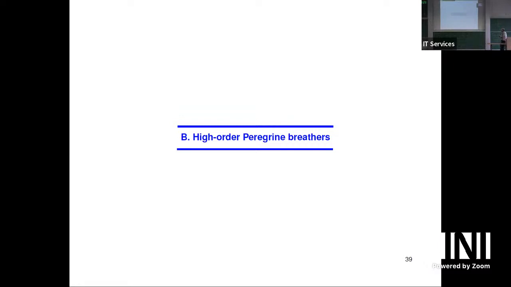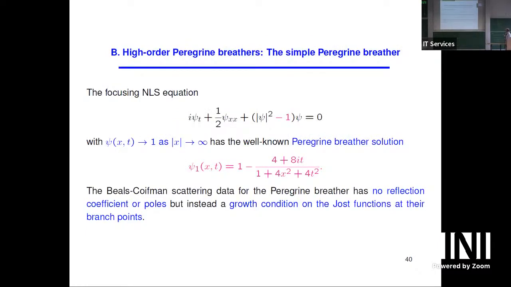So, Peregrine breathers. We mentioned Peregrine breathers before, and I'm sure most of you are well acquainted with them. They are special solutions of NLS if you, notice I've put a -1 here, have non-decaying boundary conditions. So basically you want the absolute value of psi to tend to 1 as x gets large. And here is an explicit form of the Peregrine breather, a well-known classical function.